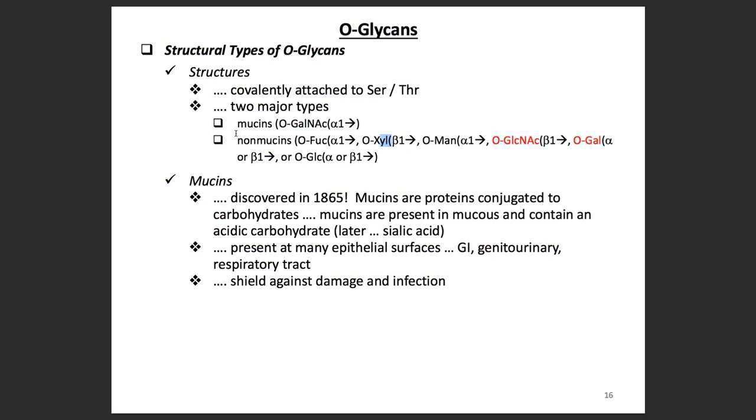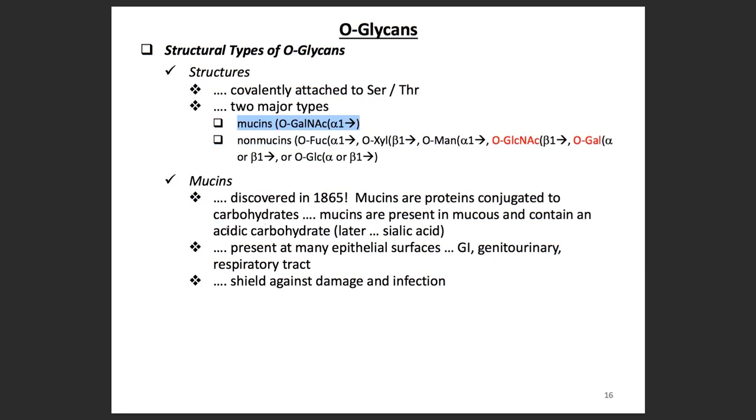A distinction has been made, although, and this is historical, that a particular type are called mucins, and these are primarily O-galactosamine sugars or proteins that are called mucins. Right? Mucins are extremely important. The word mucin itself is derived from mucus. It basically retains a whole lot of moisture, lubrication, protection. So many different functions are involved out here. They were discovered way back then.